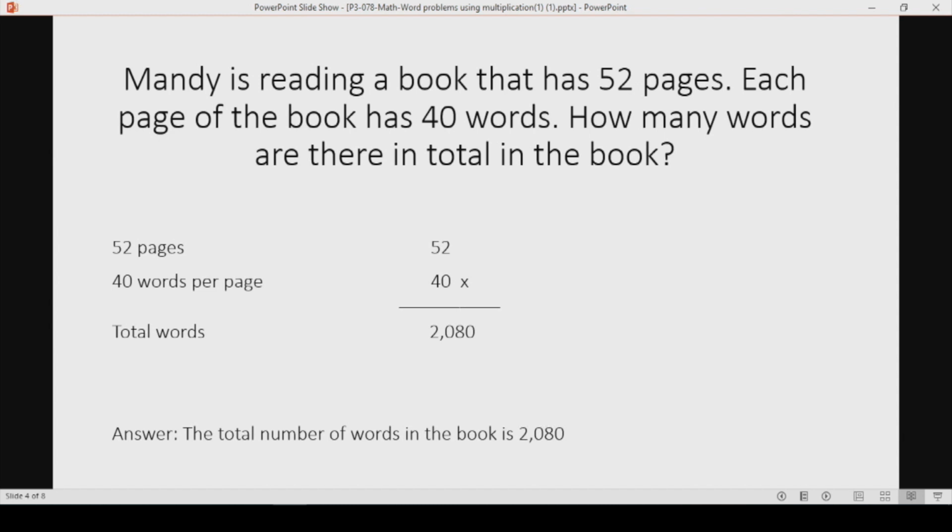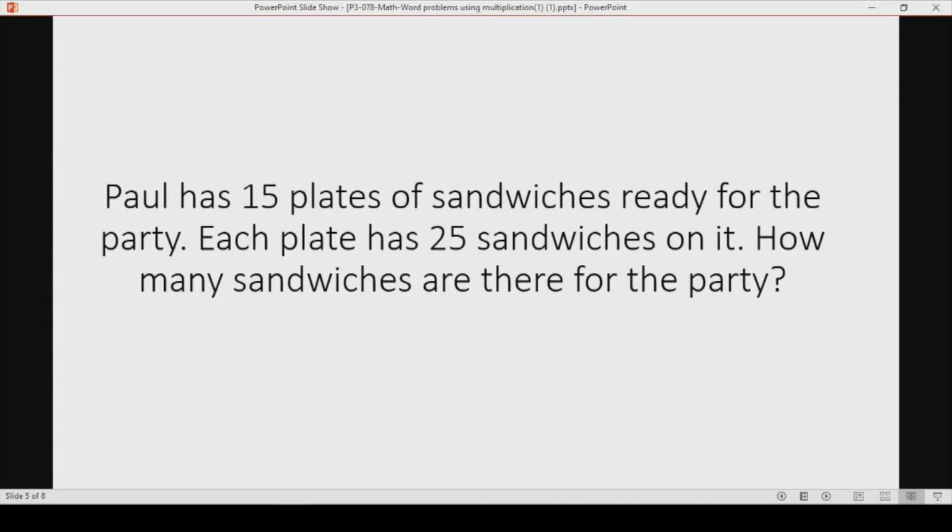See, we have how many pages? 52 pages. How many words per page? 40. So, 52 times 40 equals? 2,080. Excellent. So our answer together, the total number of words in the book is 2,080. Excellent. Well done, guys. Next word problem. Are we ready?